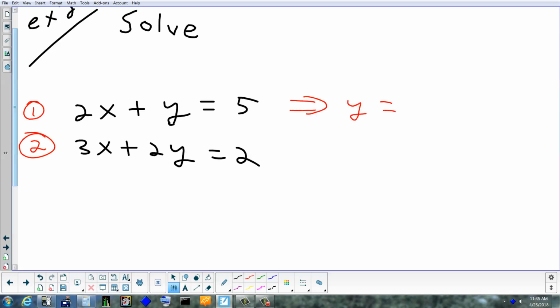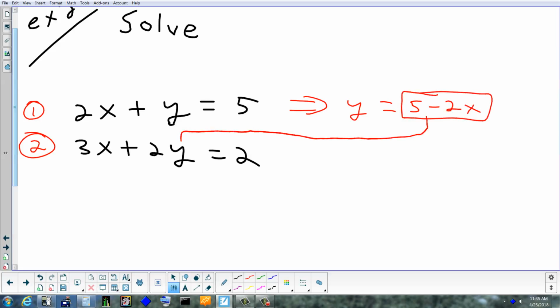2x minus 5. Or 5 minus 2x. 5 minus 2x. Yep. Okay, so I got 5 minus 2x. Curtis, what do I do with 5 minus 2x? Substitute into 2. And what letter in equation 2? To 2y. To the y. Yep, so plug it in right there.